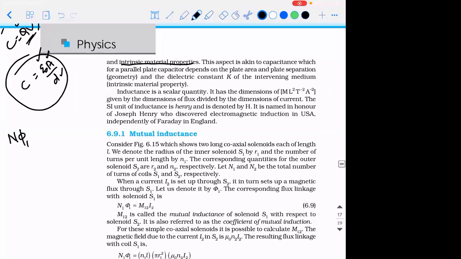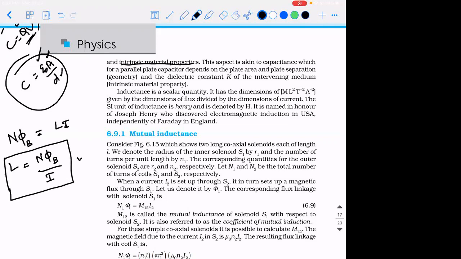Okay, so please make a note. N into phi B is equal to L i, right? So L will be equal to N into phi B divided by I. So this is one of the mathematical expressions of inductance. Remember this, we'll be using it in the future derivations.